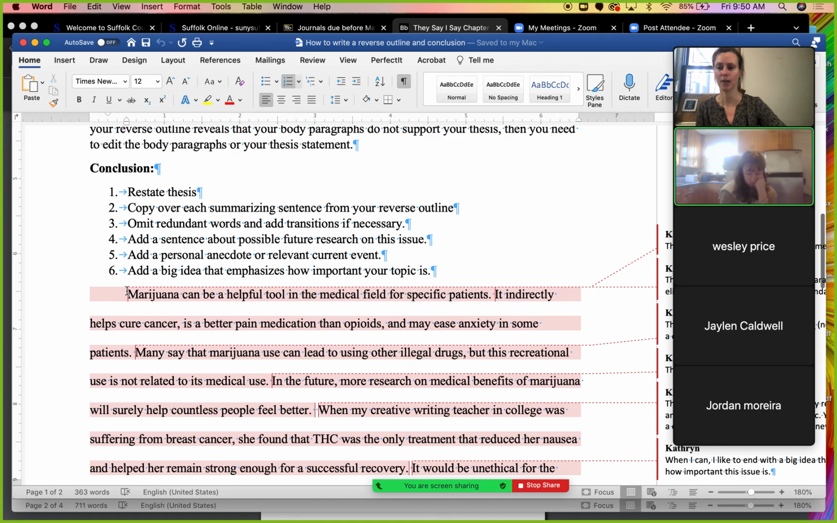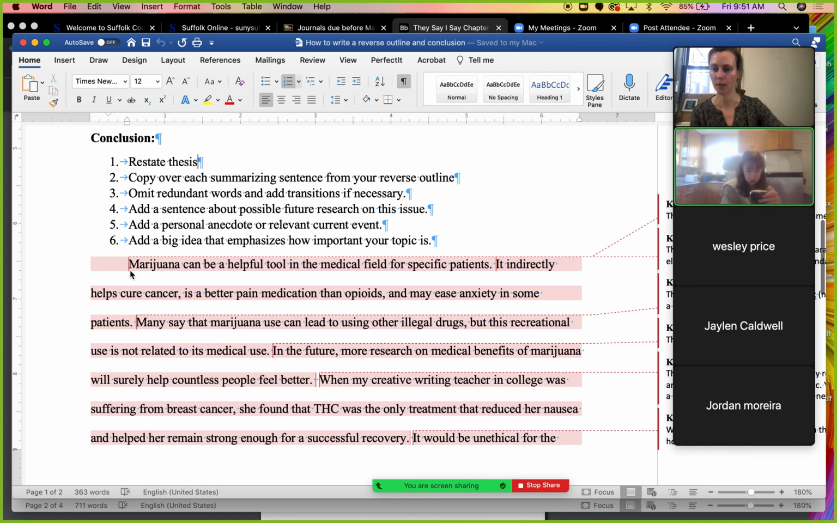The first step is to restate your thesis. Use different words, but say the same thing. So I'm writing, marijuana can be a helpful tool in the medical field for specific patients. And then I'm going to take each summarizing sentence from my reverse outline, and I'm just going to copy it right over to my conclusion. It indirectly helps cure cancer, is a better pain medication than opioids, and may ease anxiety in some patients.